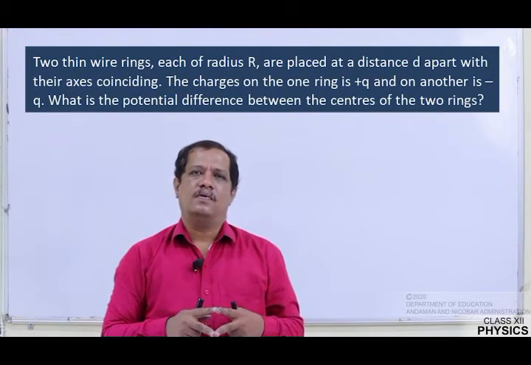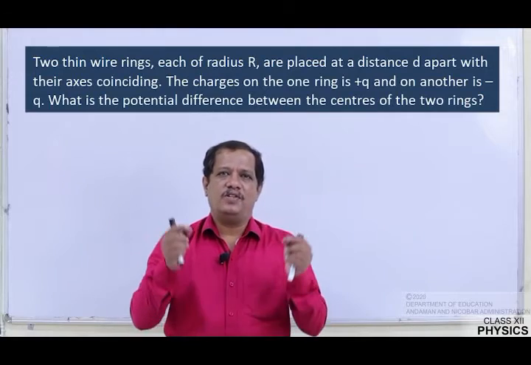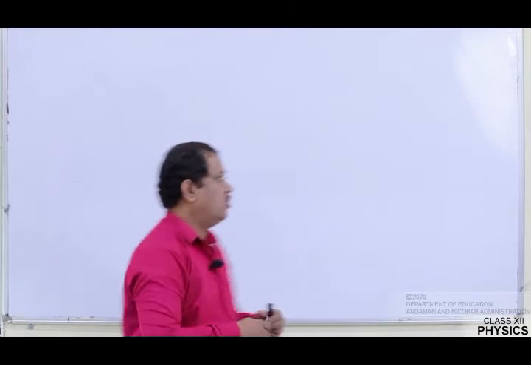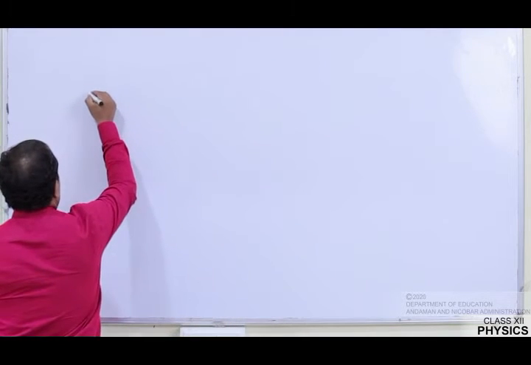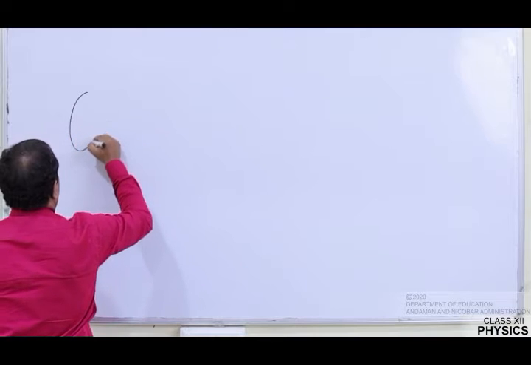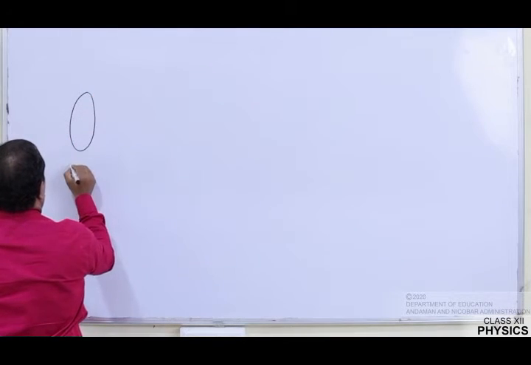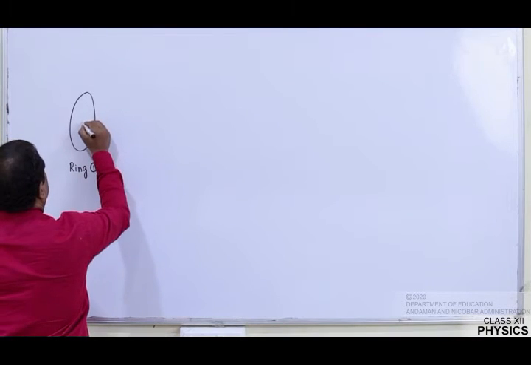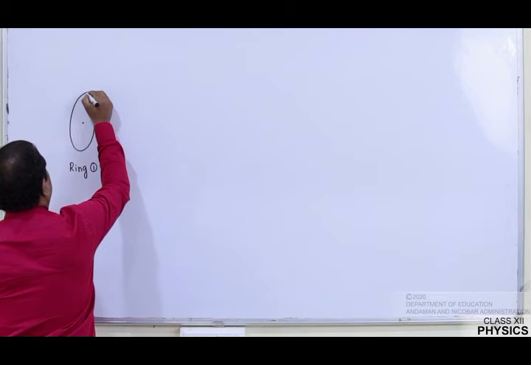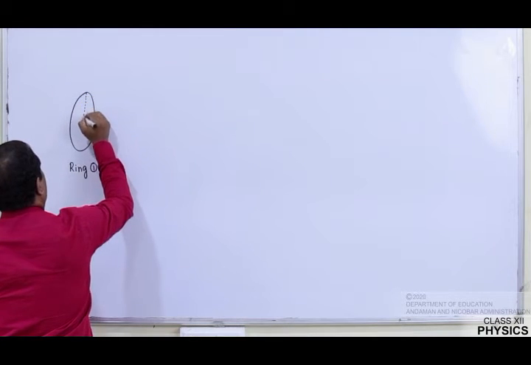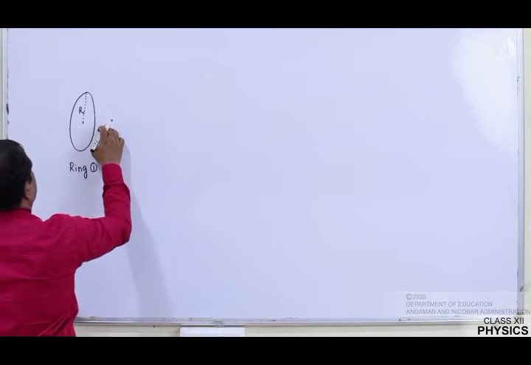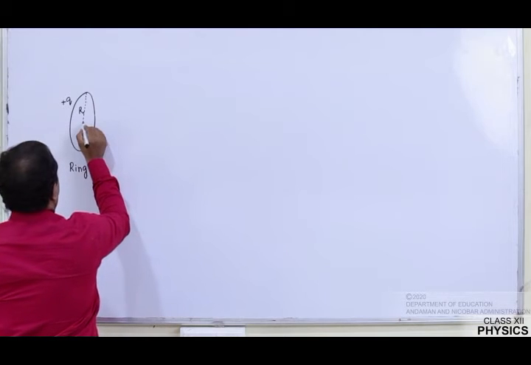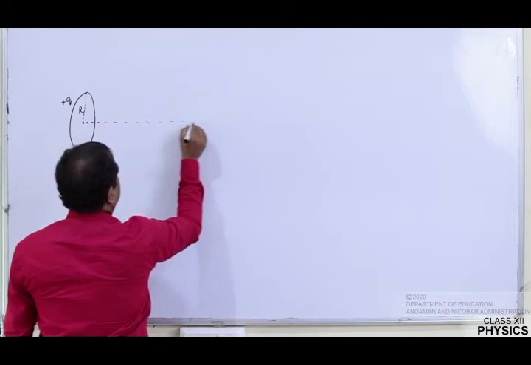The question is, what will be the potential difference between the centers of the two charged rings? Let me draw the diagram. I have a ring, let me say this is ring 1. Let me say this is the center and it has a radius R. This ring is provided with a charge of plus Q, and let me say this is the axis.